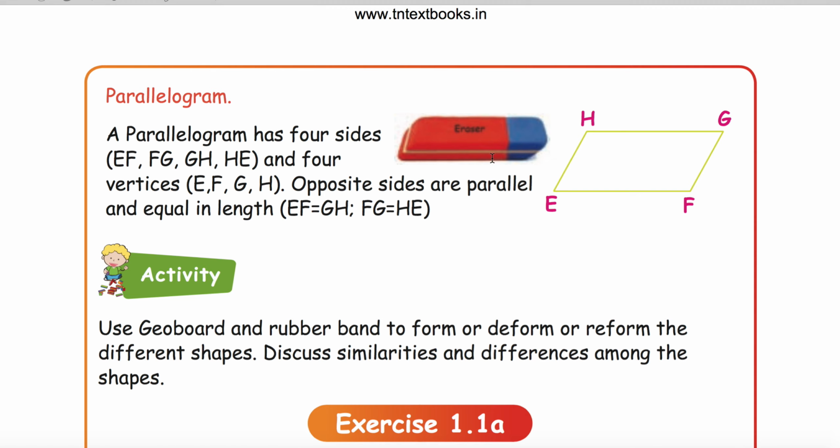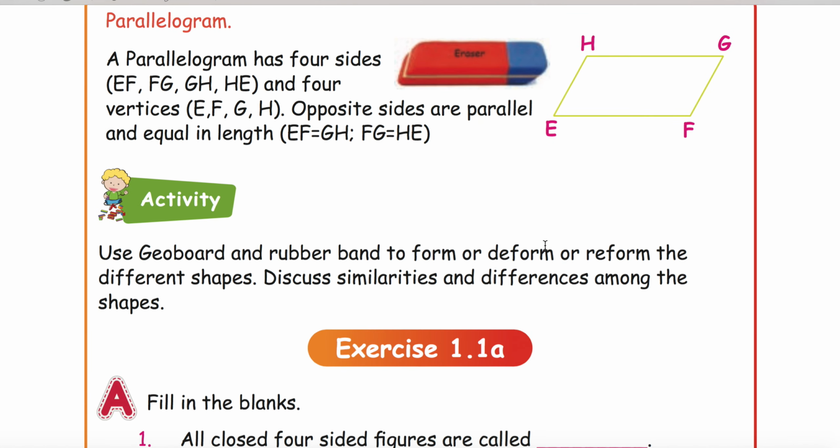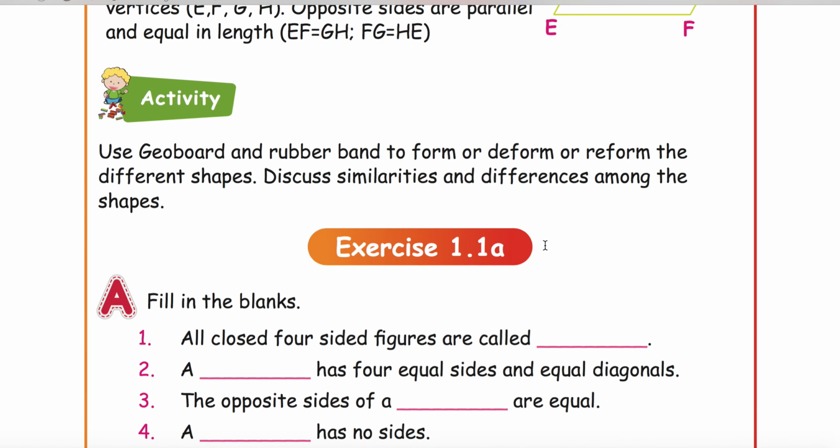A parallelogram has four sides: EF, FG, GH, and HE. Opposite sides are parallel and equal. EH and GF are both parallel and they are equal. EH and FG are equal, and EF and HG are equal, or GH, whatever it may be.